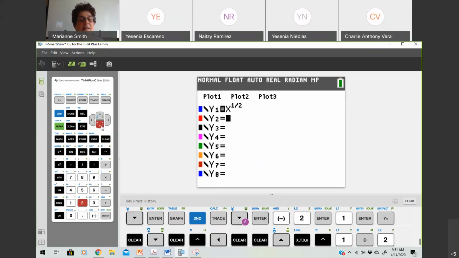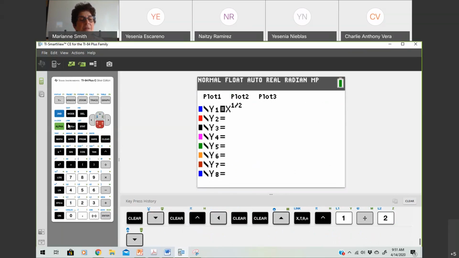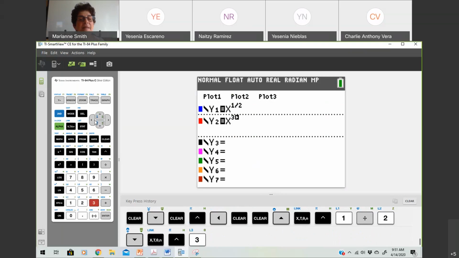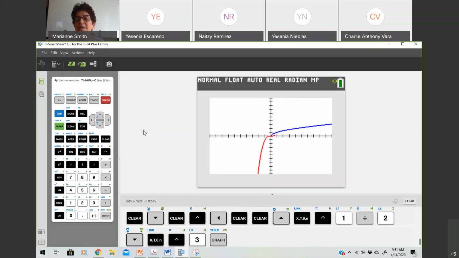Right, and then I have x cubed. Right, and let's graph them. I think I'm set up for a standard window, so you're not going to see much. See the little bit down here I'm interested in?